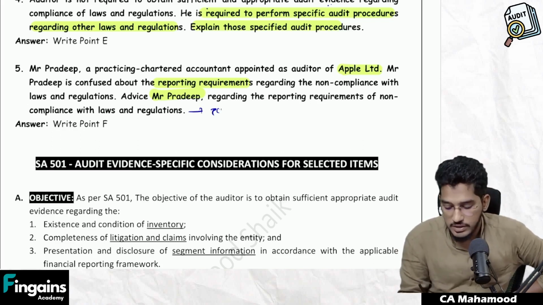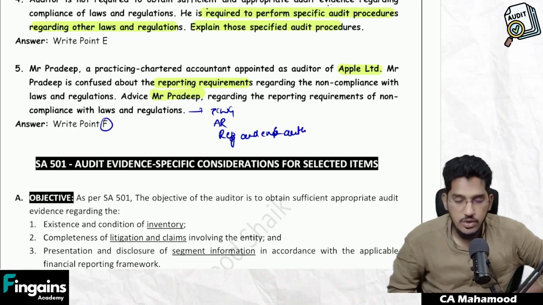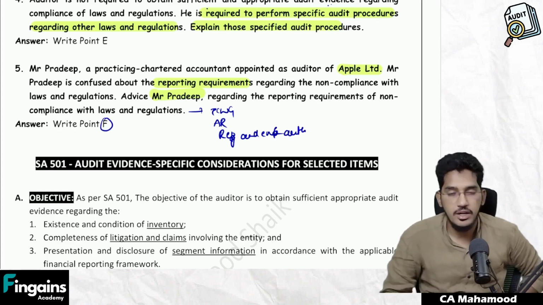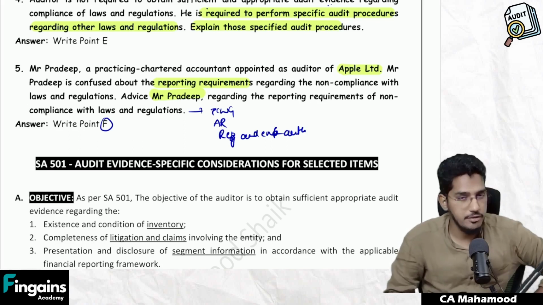Reporting to those charged with governance. Reporting those non-compliances in your audit report. Regulatory and enforcement authorities also are required to report. So point F, if you refer, all the point F will contain reporting requirements of the auditor regarding non-compliances. If you write that entire paragraph, that will fetch you full marks.